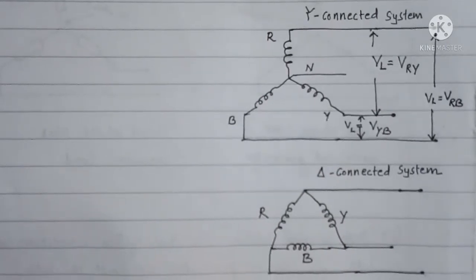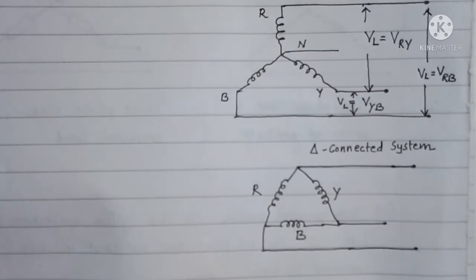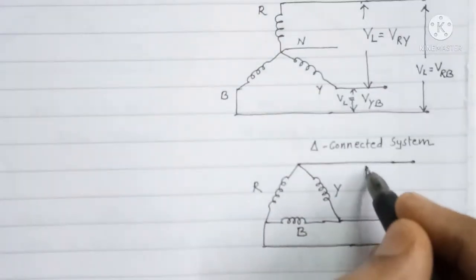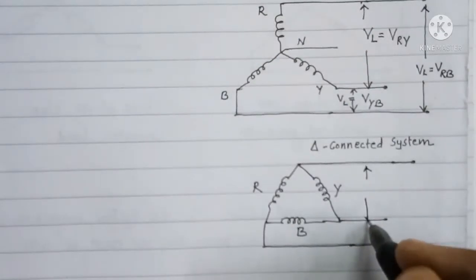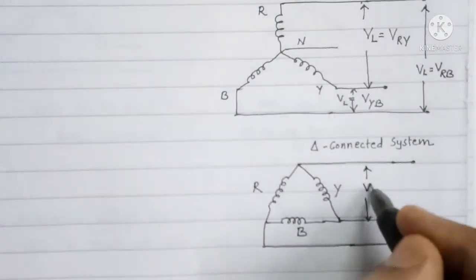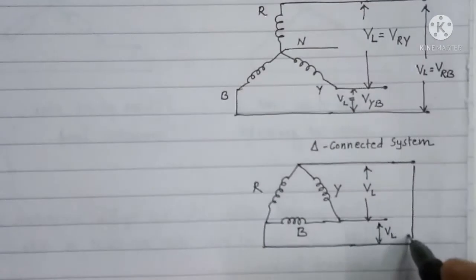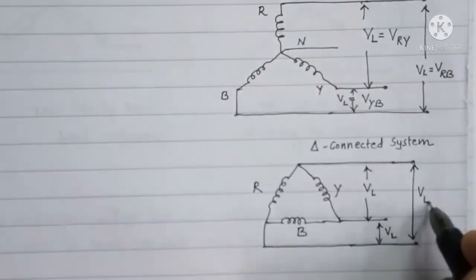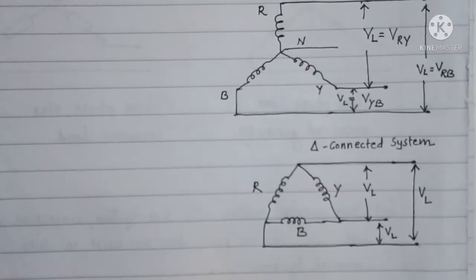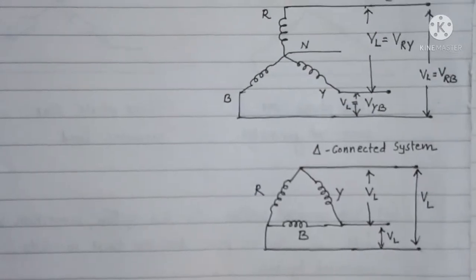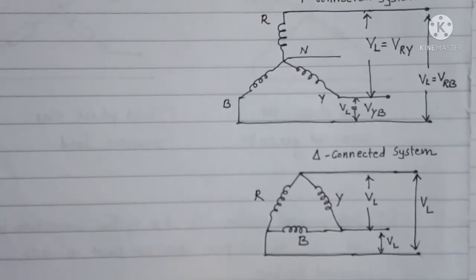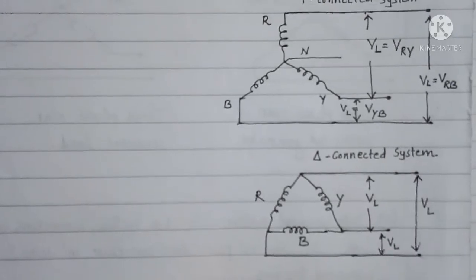Similarly, in case of delta connected system, voltage measured between any two lines is called as line voltage. So we'll call this as VL, and here also we'll call the voltage as VL, and between these two lines also we will call the voltage as VL. So what are line voltages? Line voltages are the voltages that are measured between any two lines of a three-phase system. So now we'll define what is line voltage.